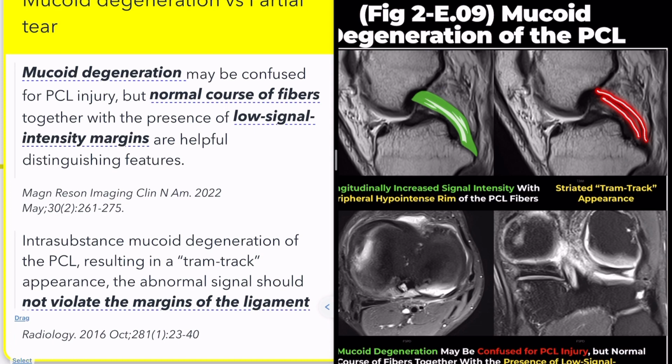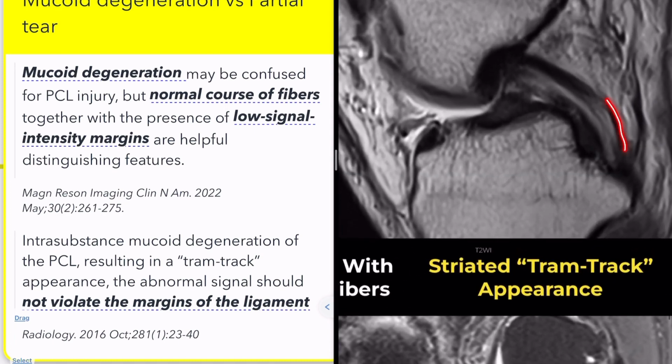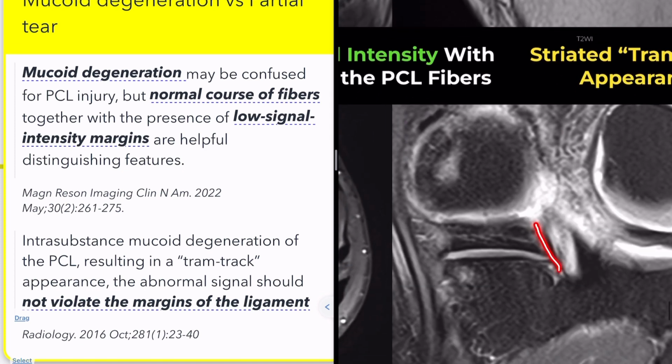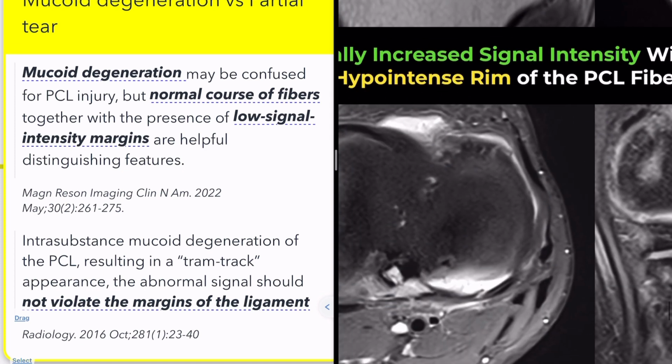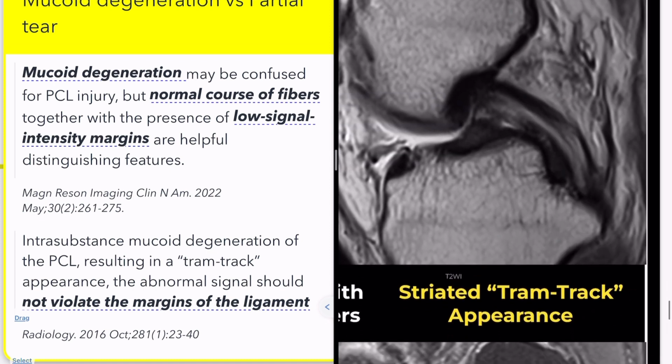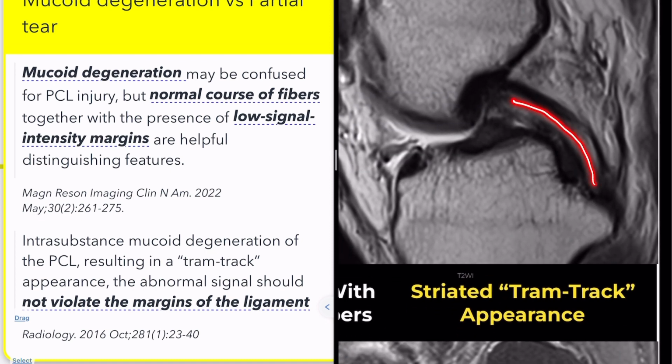Specifically, in the case of intrasubstance mucoid degeneration of the PCL resulting in a tram-track appearance, the abnormal signal should not disrupt the ligament's margins. In this case, despite the visibility of high signal intensity within the PCL, the presence of intact low signal intensity margins clearly visualizes a striated, tram-track appearance, indicative of mucoid degeneration.